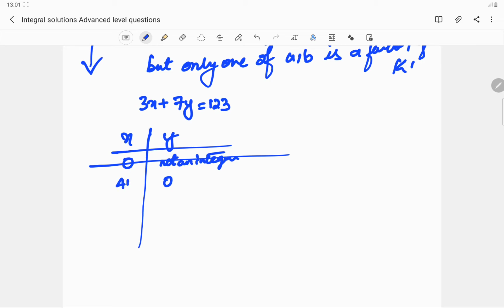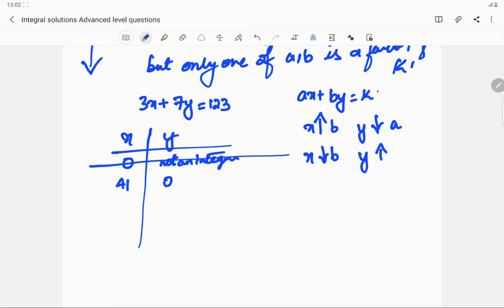If y is equal to 0, what will be the value of x? x is 41. Now, as we have already seen, when the equation is of the form ax plus by is equal to k, if x increases by b, y decreases by a. If x decreases by b, y increases by a. So these 2 points we have already seen. Now let us increase the value of y by a. Say if it is 3, this would be 34. There is a decrease of 7 and an increase of 3.